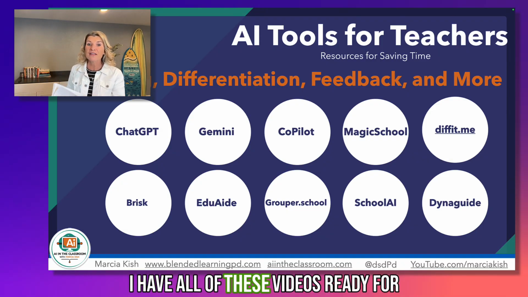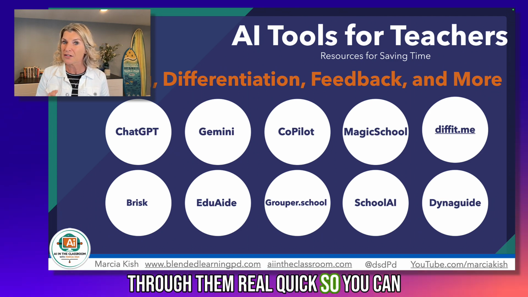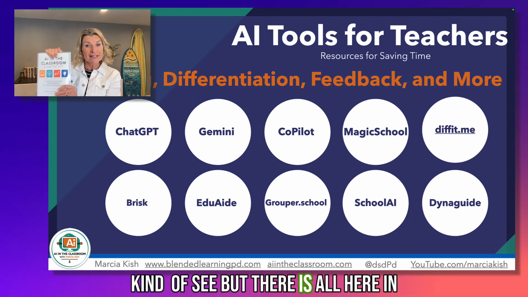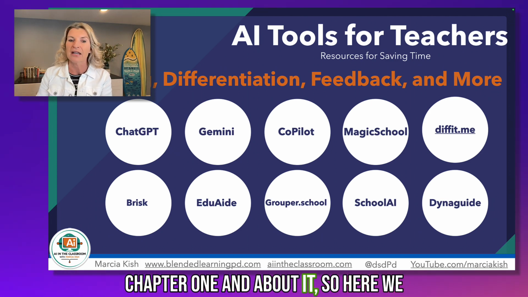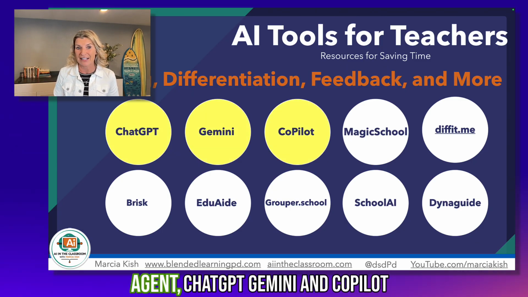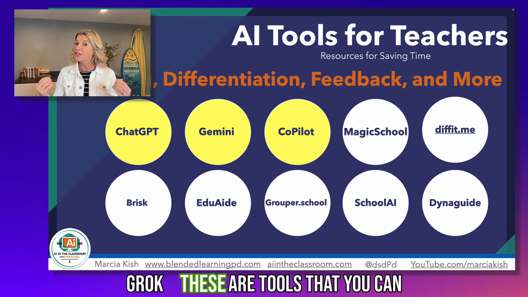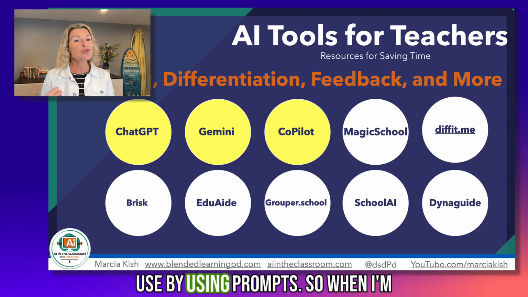I have all of these videos ready for you to explore, but I'm going to go through them real quick so you can kind of see, but they are all here in chapter 1 talking about it. So here we go. The first 3, these are AI agents: ChatGPT, Gemini, Copilot, Grok. These are tools that you can use by using prompts.